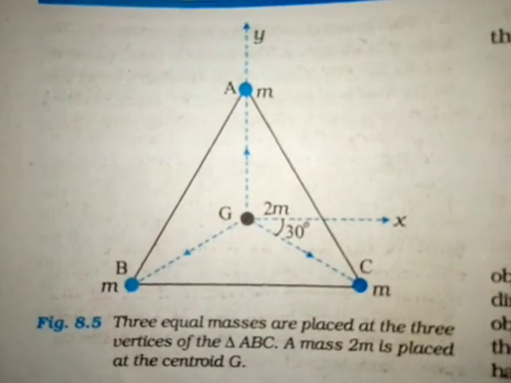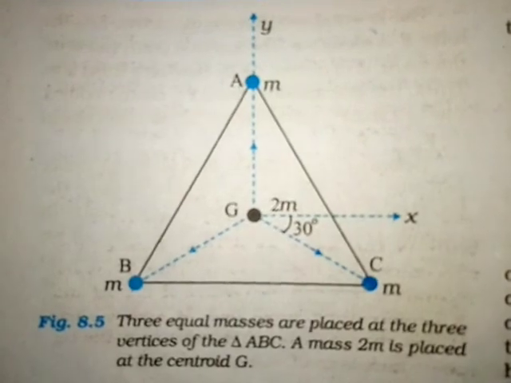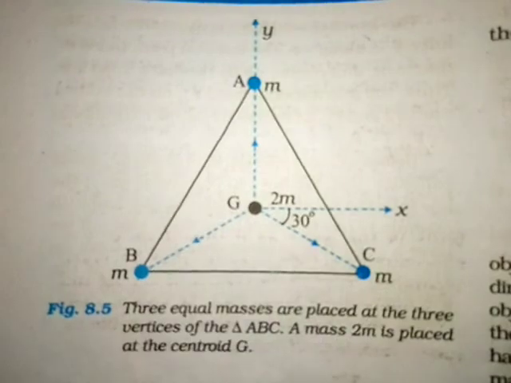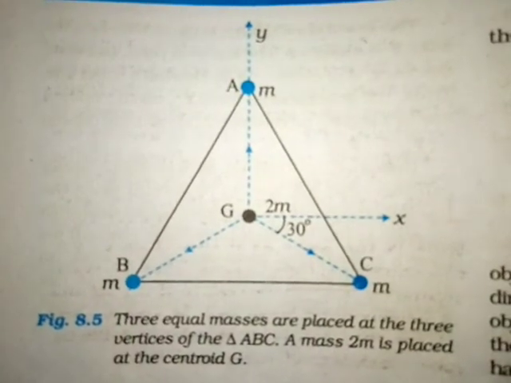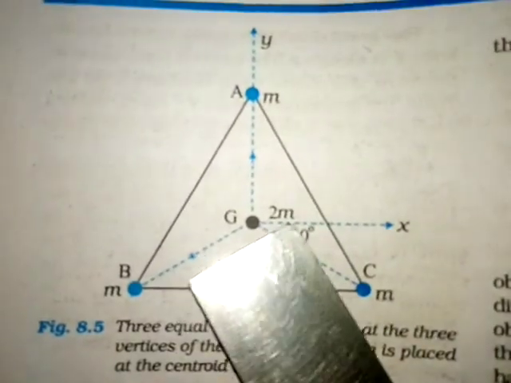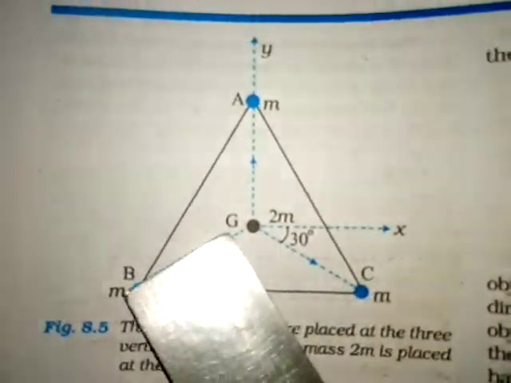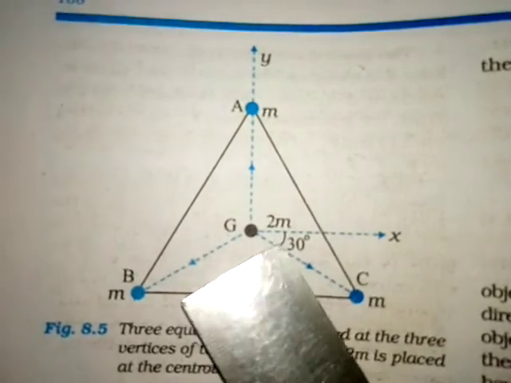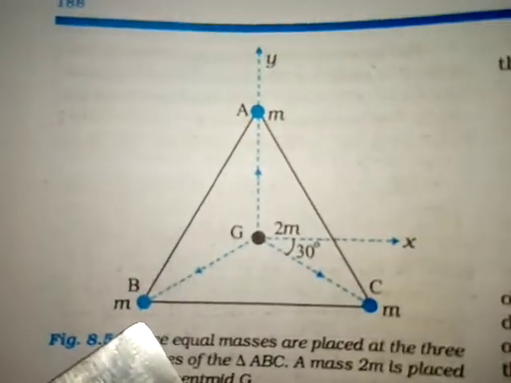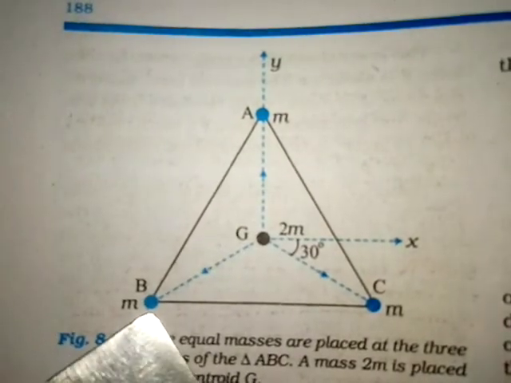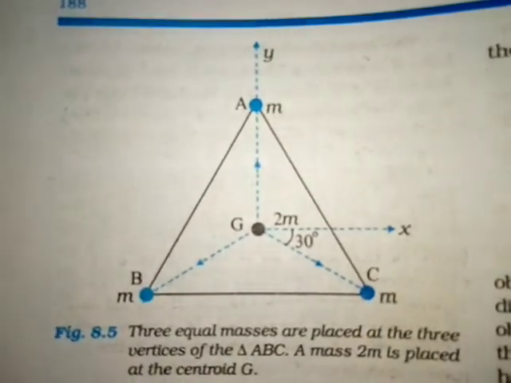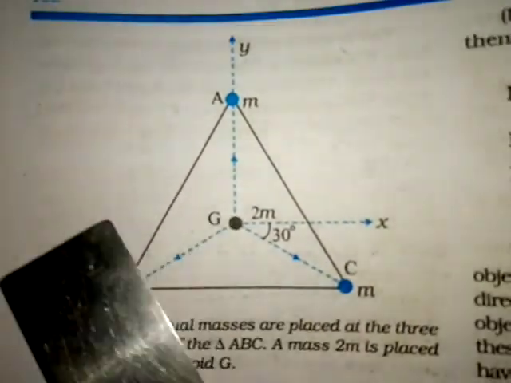A, B, C. All the masses at the vertices are m, m, m, and G is the centroid of the triangle, and the mass which is placed there is 2m. This is your x-axis, this is your y-axis, right? And the angle between CG and the x-axis is 30 degrees. If you take the negative axis on this side, then the angle between GB and the negative axis will also be 30 degrees, on the negative side.